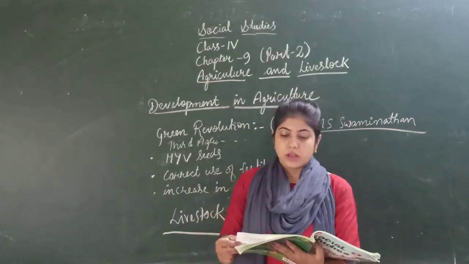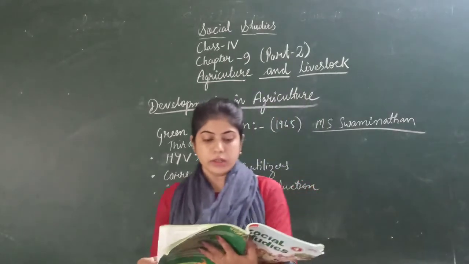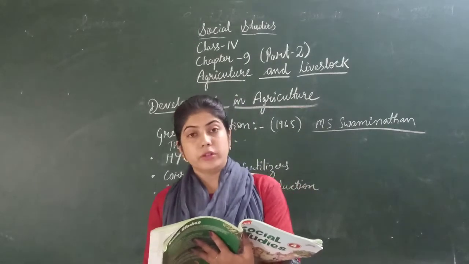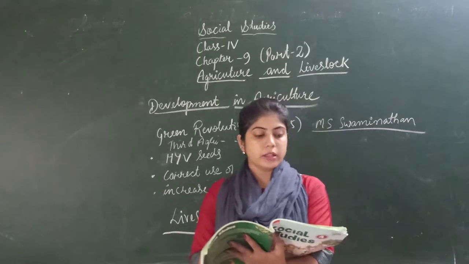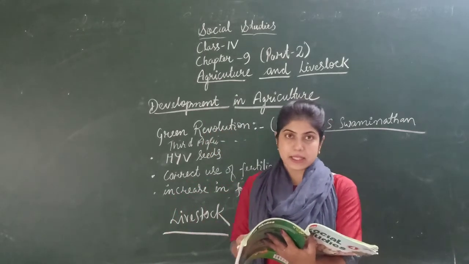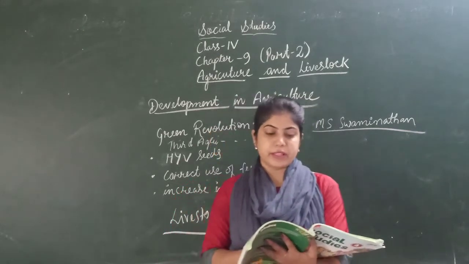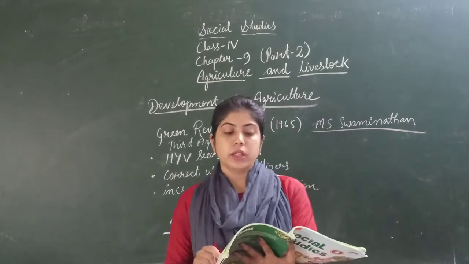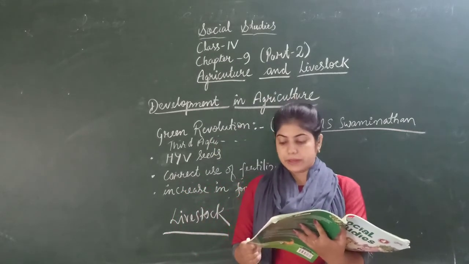Hello students. In the chapter Agriculture and Livestock, you have learned about the food crops, the cash crops, kharif crops, rabi crops, the oilseeds, the millets, then spices. This had been completed in the previous class. Now, in this class you will learn about the development in agriculture, that is given on page number 67.